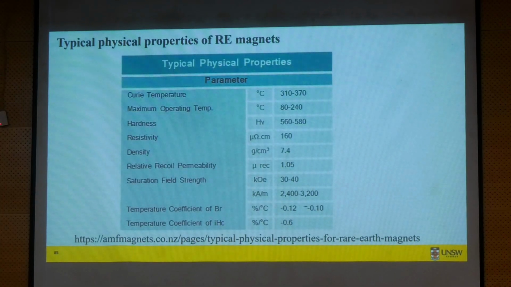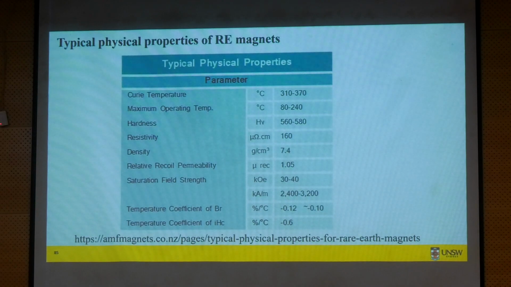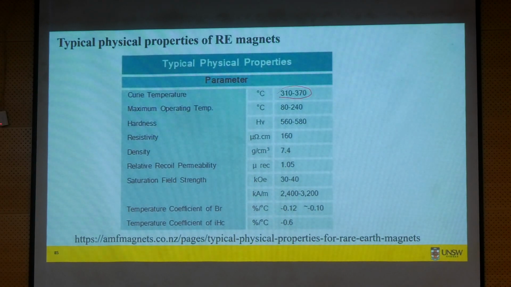Here you can see some typical properties of a rare earth material. The Curie temperature maximum is 310 to 370 degrees centigrade. So you may think that it's very high, and your magnet will survive 110 degrees, but that's not true. You never want to operate close to the Curie temperature.